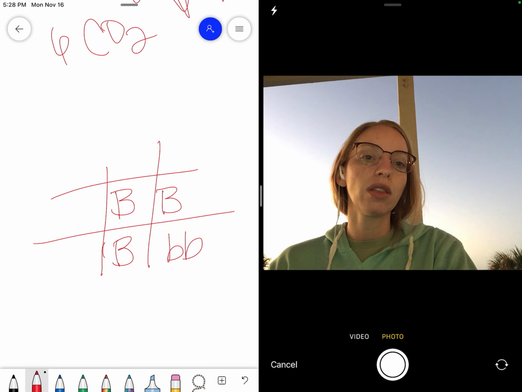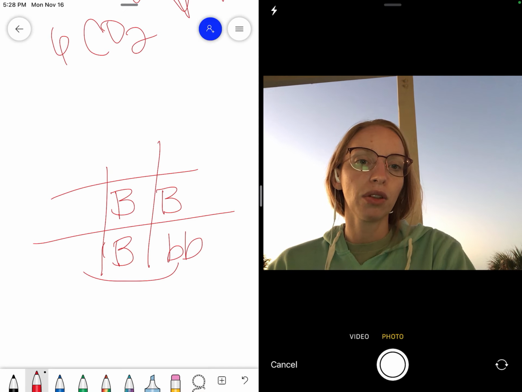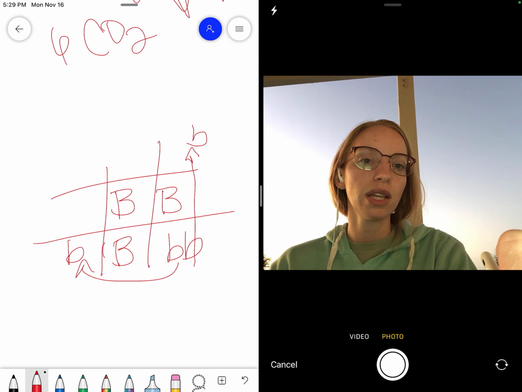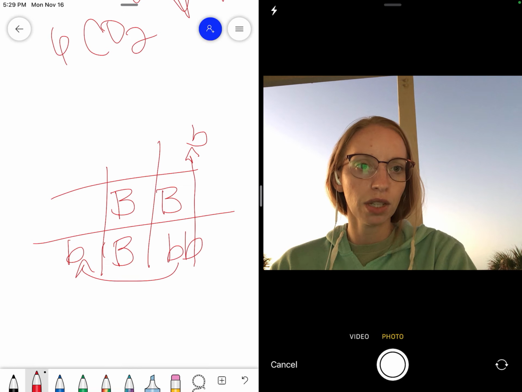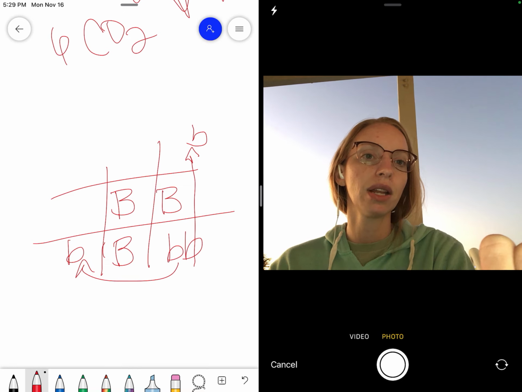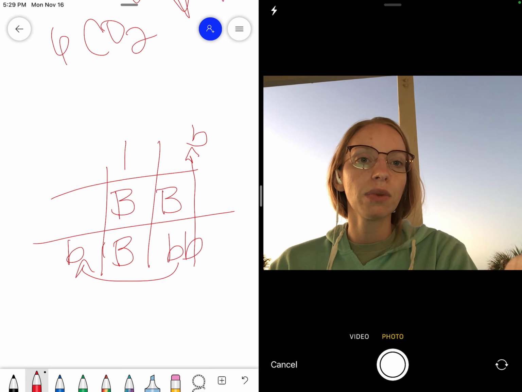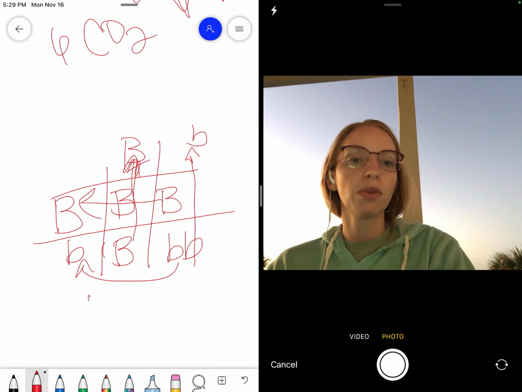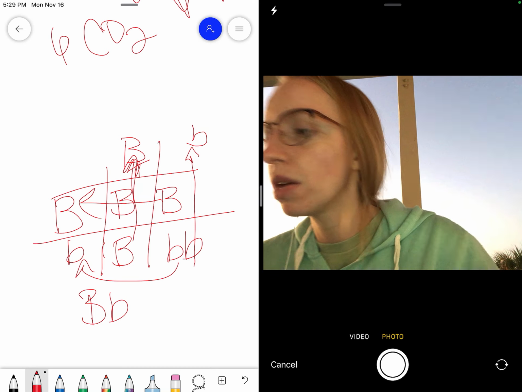So what's the way that we do that? Well, we know there has to be a little b here, and we know there has to be a little b here, in both of those spots, right? That's how that works. Because one parent had to give a little b and the other parent had to give a little b. But then this one has to be a big B because of this and this. And then this one had to be also a big B. So each parent would be big B, little b, or heterozygous.